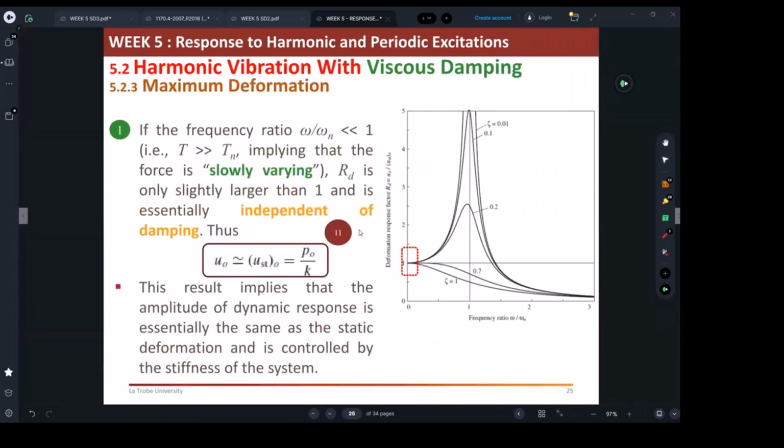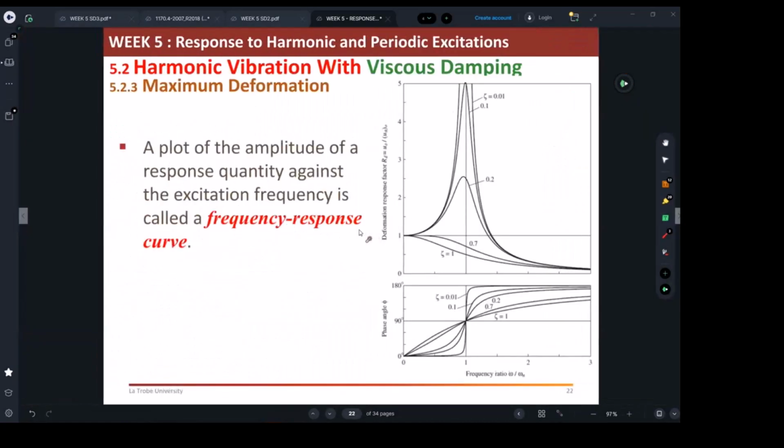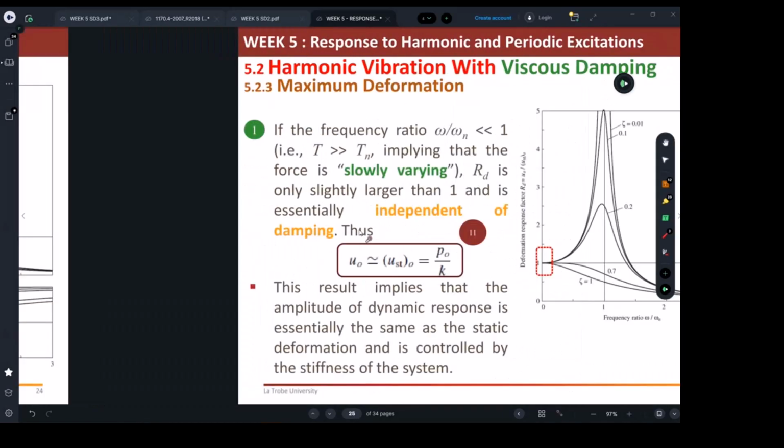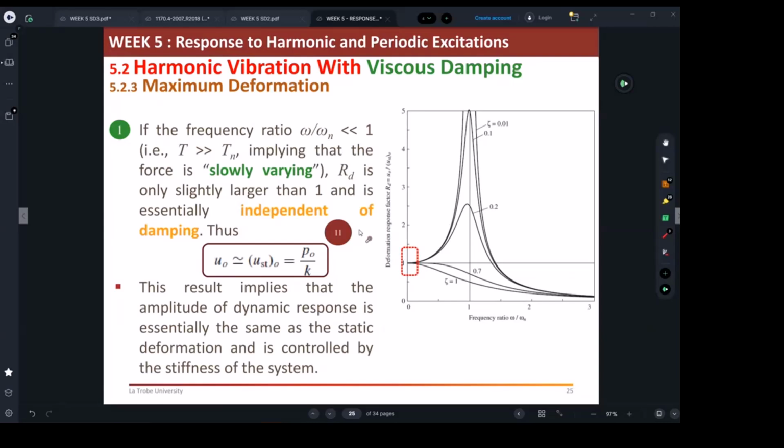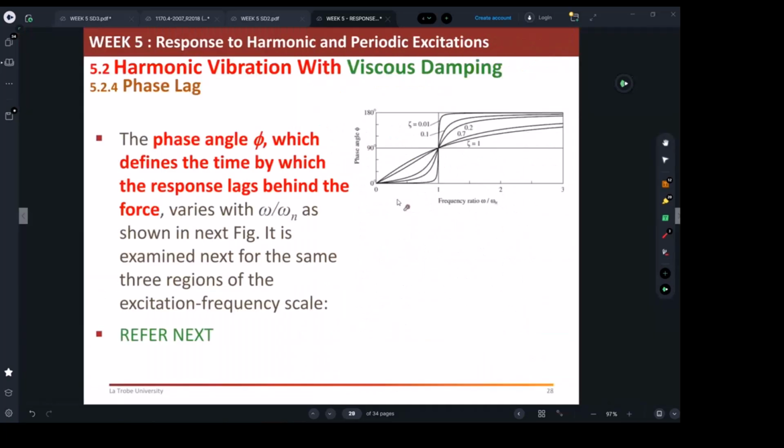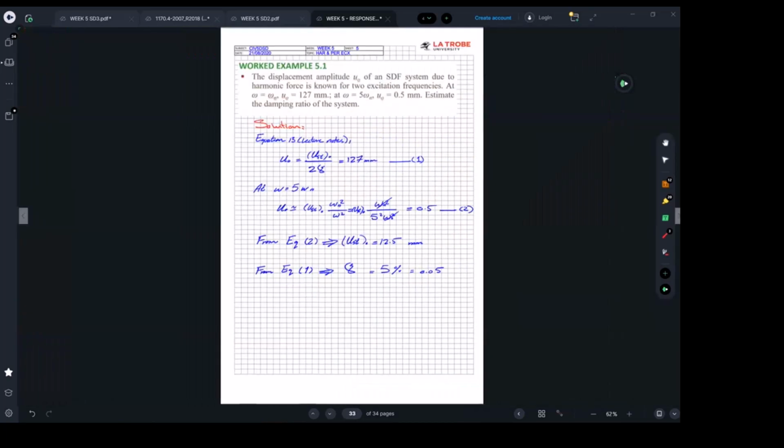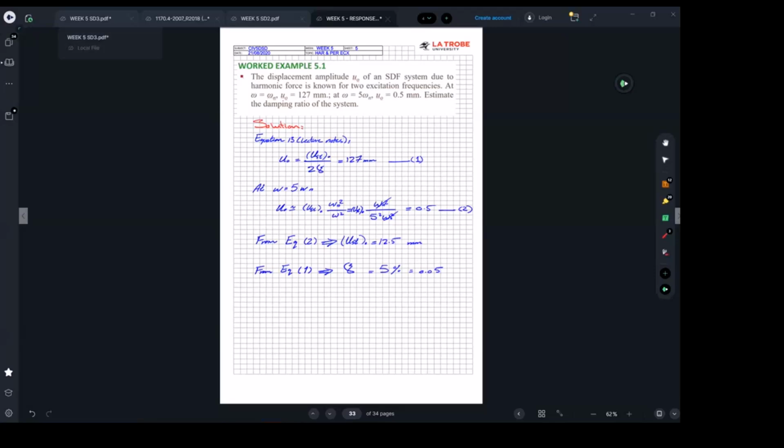If you have any question there, as I said, pay strong attention to this frequency response curve and the equations that will give us the dynamic response, displacement, deformation response. If you have any questions, let me know. I will come back to you shortly. Okay, any questions?